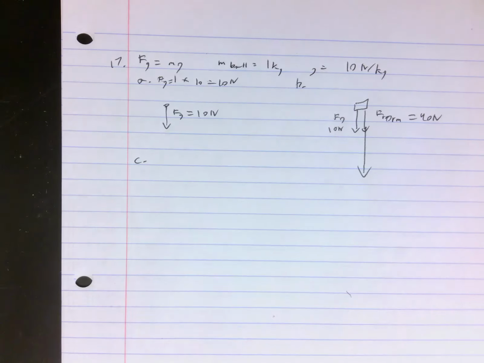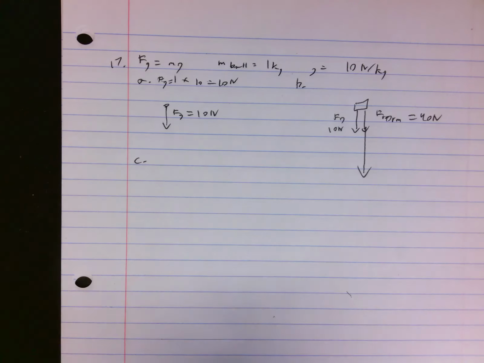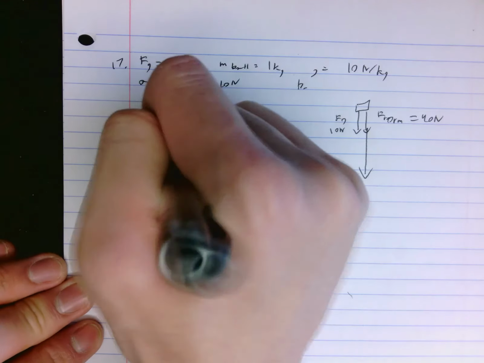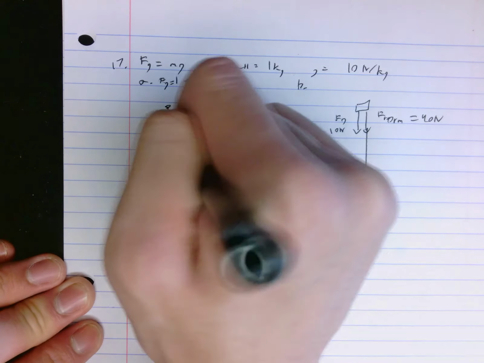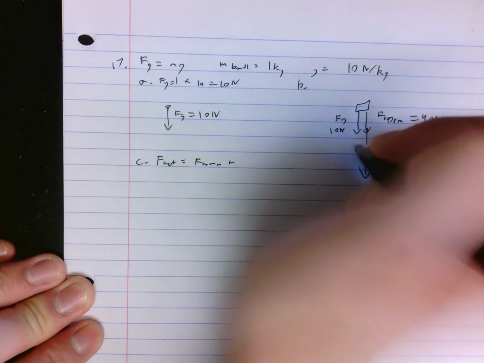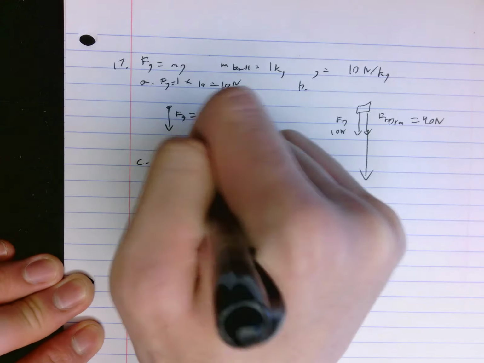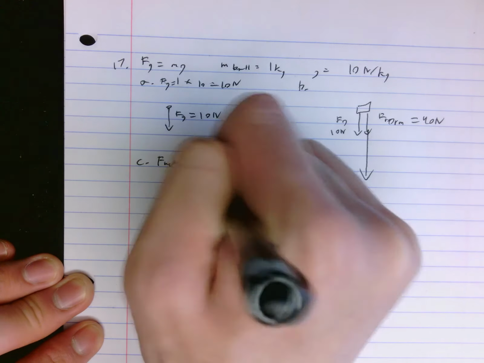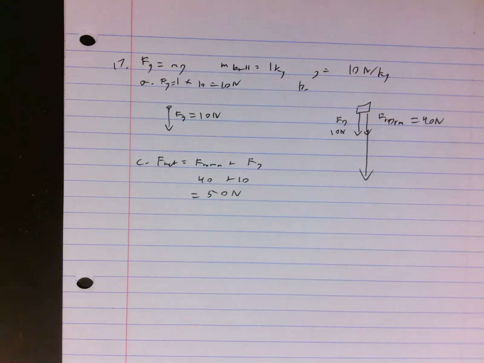Lastly, C. What is the net force of the ball when it strikes the scale? In this case, F net equals F norm plus Fg, which is equal to 40 plus 10, which is equal to 50 newtons. And then technically you call it negative if they're both facing downwards, or since this one's calling for magnitude, you just leave it as 50 newtons. And that's how you do the problem.